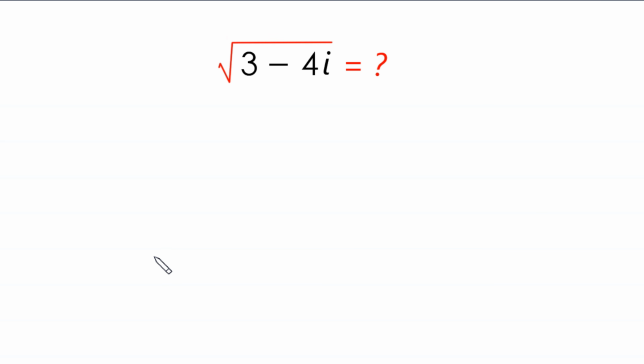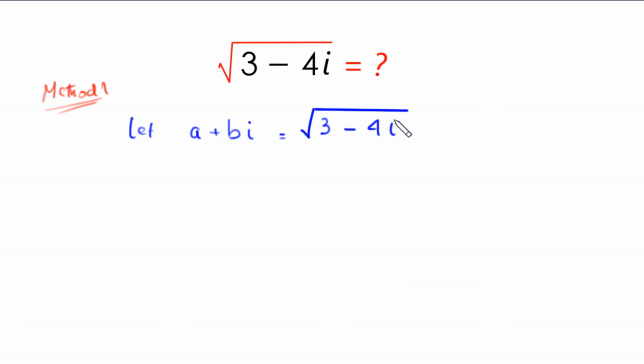Hello everyone, welcome to how to find the square root of 3 minus 4i. We will solve it by two methods, so let's start with method 1. In this method we suppose that a plus bi is equal to the square root of 3 minus 4i, where a and b are real numbers.